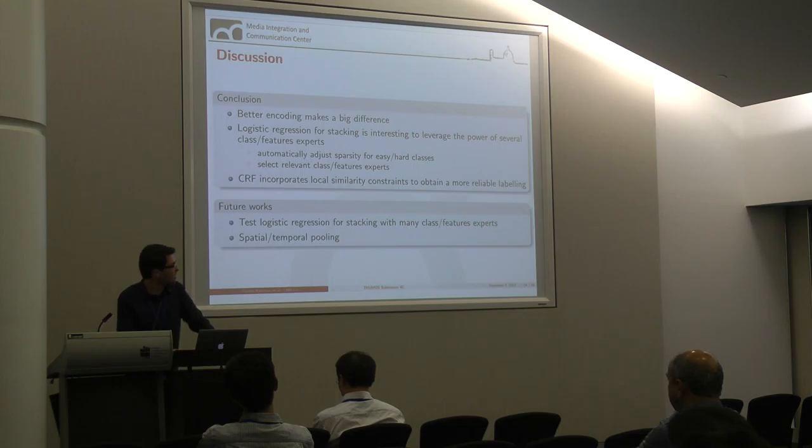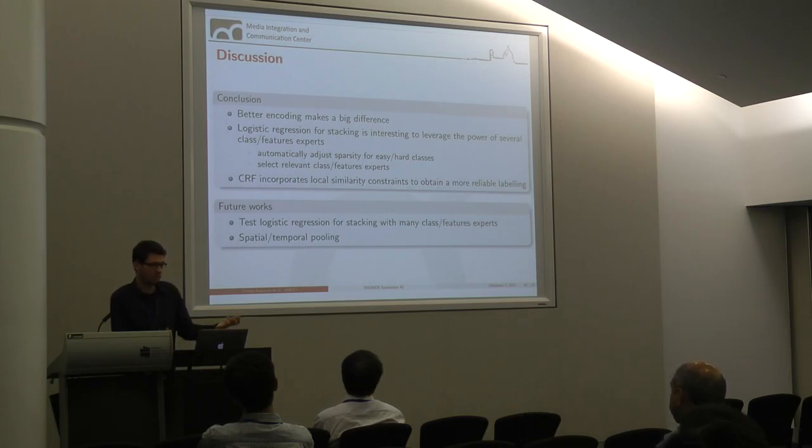So future work is in two directions. First, test the logistic regression for stacking with even more classes and features to see if the model is still reliable. And also run some spatial and temporal pooling, because currently we didn't do any. Also, maybe it may give some gain.